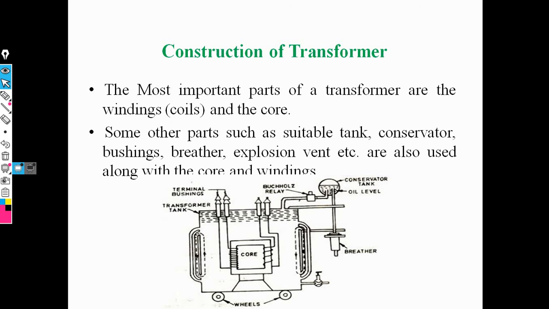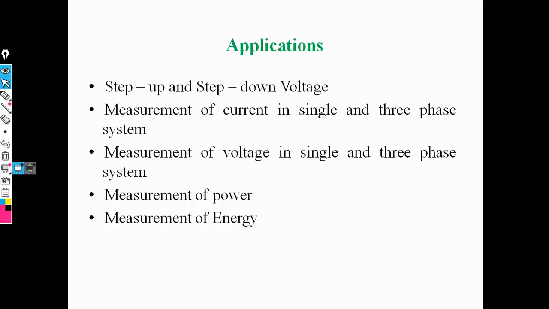Then there is the breather, which is useful for ventilation, and it consists of silica gel, which helps check whether the transformer oil is pure or impure. We also need an explosion vent, that is atmospheric ventilation for the transformer for cooling purposes. The construction of the transformer depends on several parts like the transformer tank, conservator, bushing, breather, explosion vent, and also the core and winding. This is the construction of a transformer.